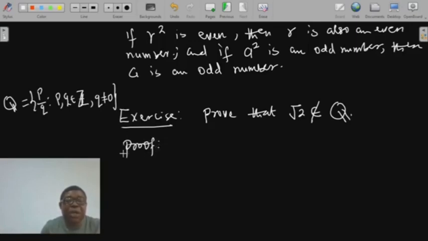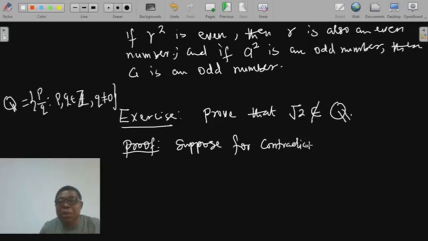Proof. We'll go thus. Suppose for contradiction that root 2 is a rational number.